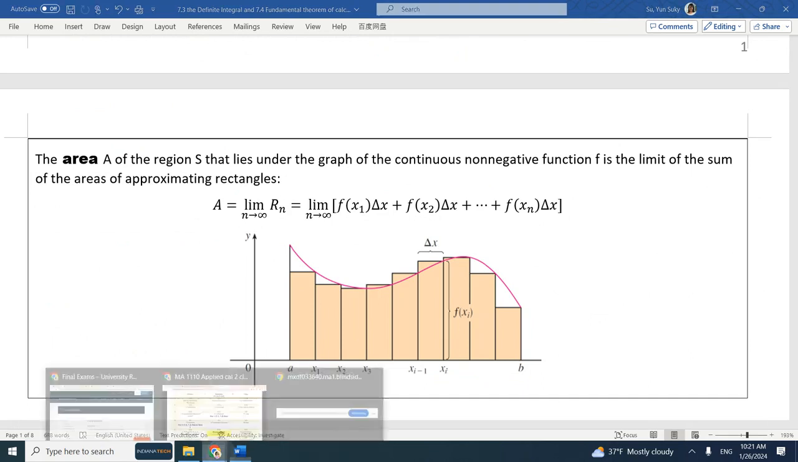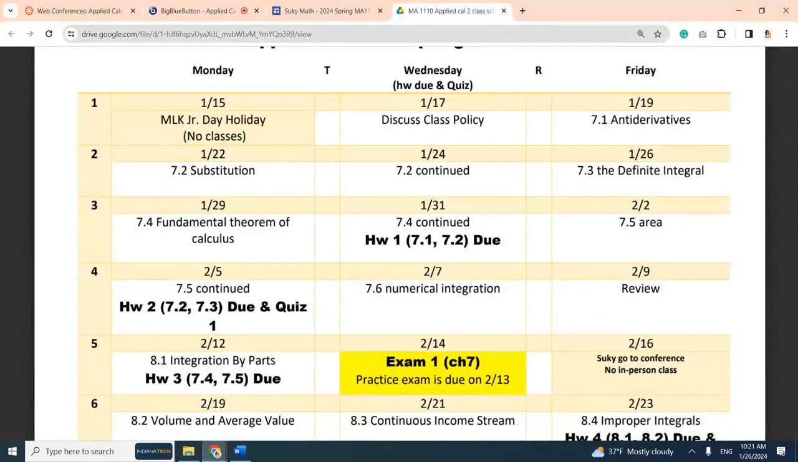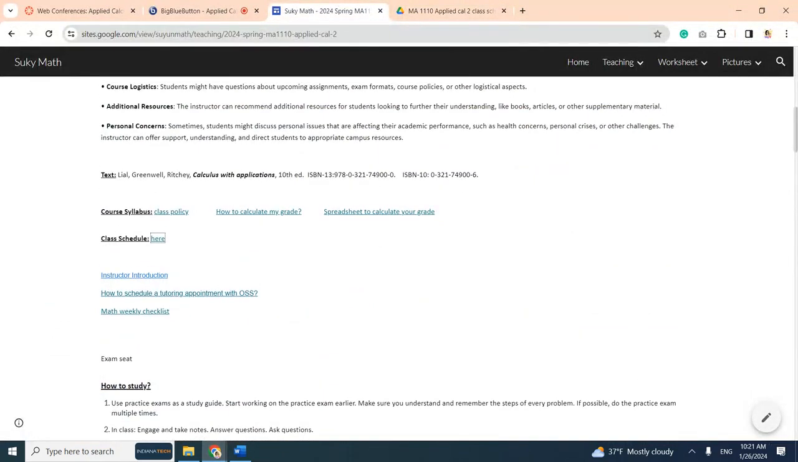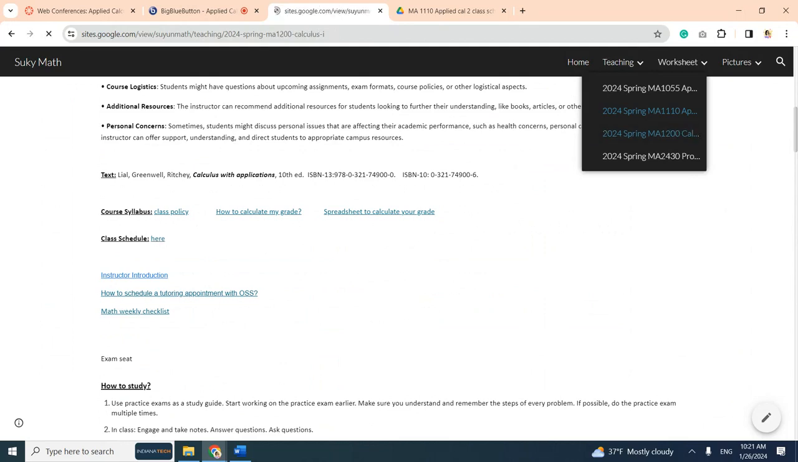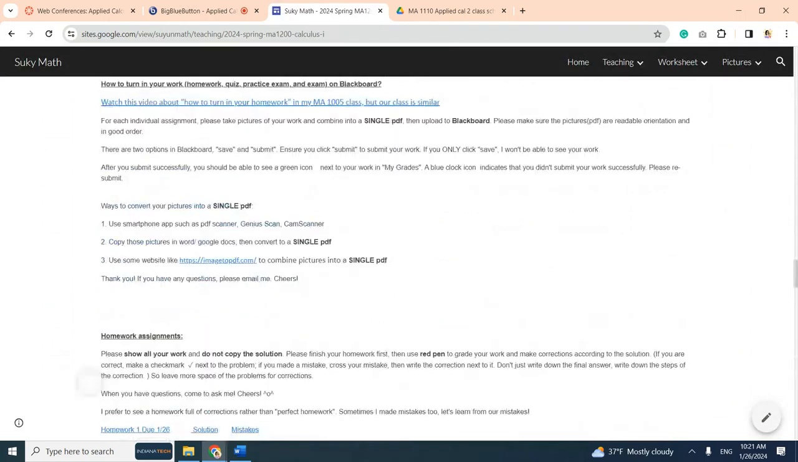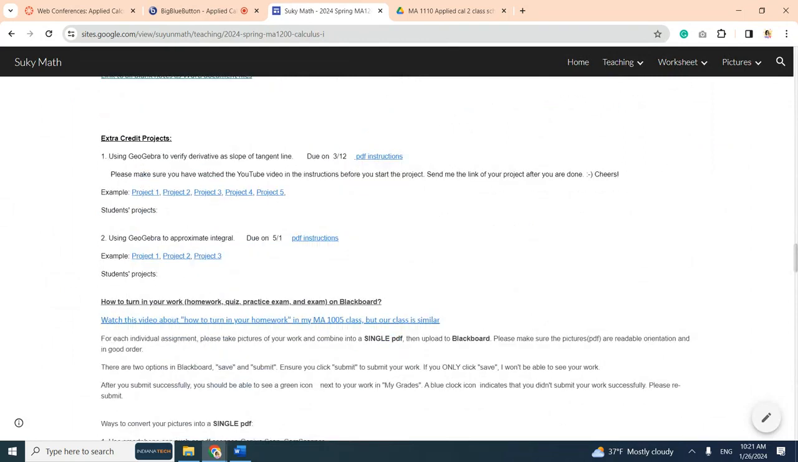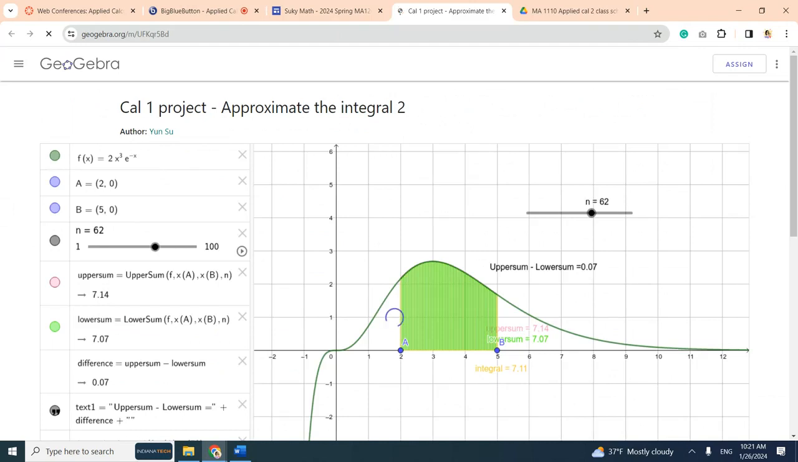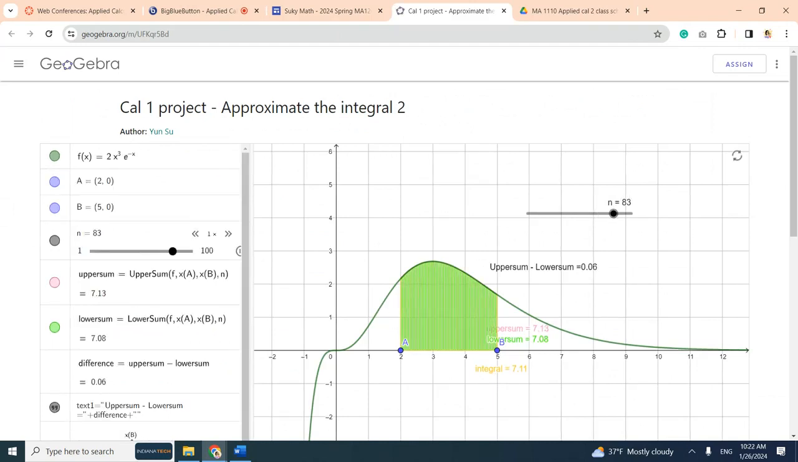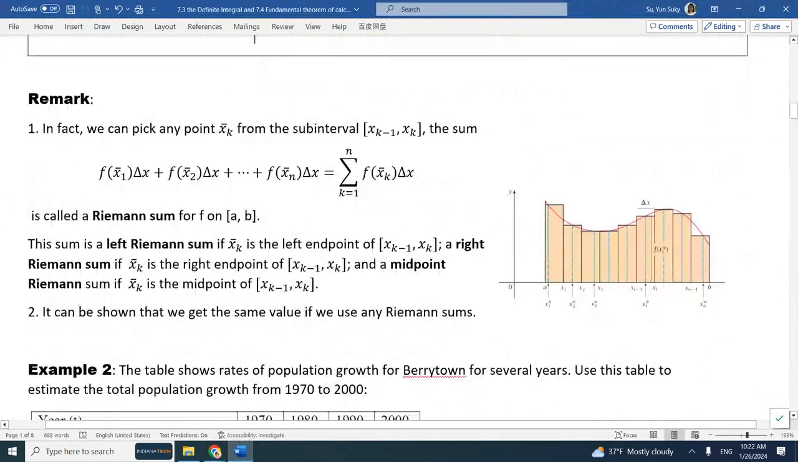I think I have some GeoGebra animation. Let me see. Did I put this in our course? Probably not, but in my calculus one, I put it here. This is one example. As n changes, the upper sum gets closer to the lower sum and closer to the actual integral. You can see the number of rectangles changing, and the areas get closer and closer to each other. Good.